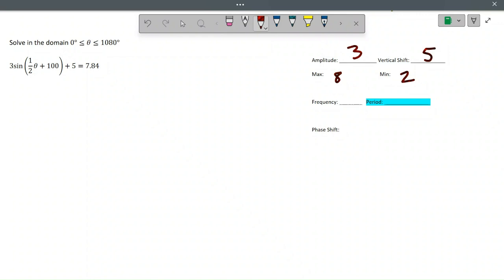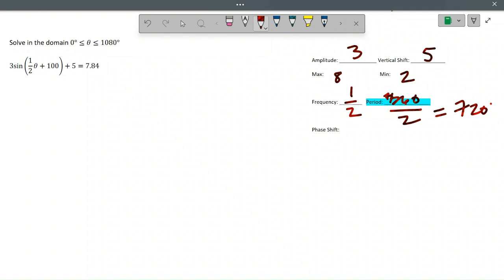So as a double check, the amplitude should create a distance between the maximum and minimum point of 6, right? You double the amplitude. And my max and min have a distance of 6. So that's a great check to do. My frequency is half. That means my period is 720 degrees. So 360 degrees divided by the frequency gives you your period.